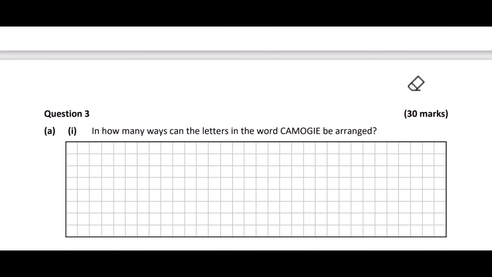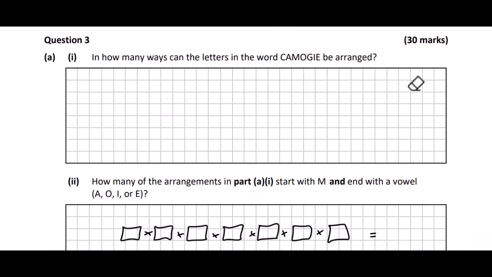Okay, so let's have a look at the next question. Question 3A1. In how many ways can the letters of the word camogie be arranged? So let's take the word camogie. C-A-M-O-G-I-E has 7 letters. 1, 2, 3, 4, 5, 6, 7. So that would just simply be 7 factorial. 7 factorial is 5040. So 5040 different ways.